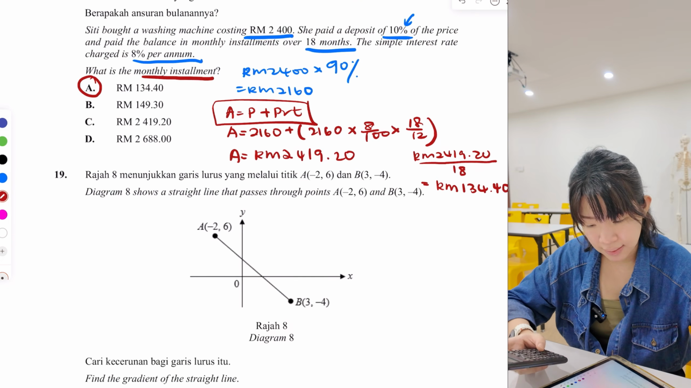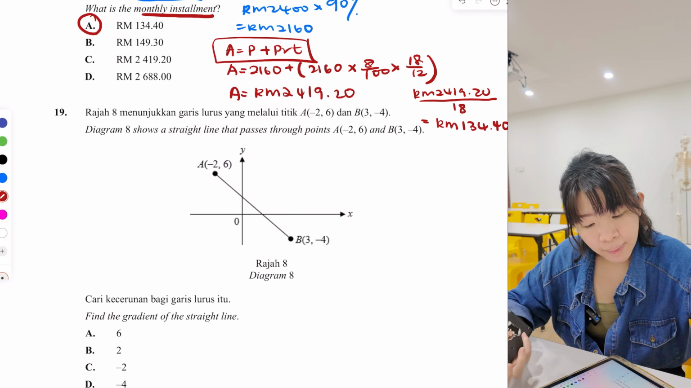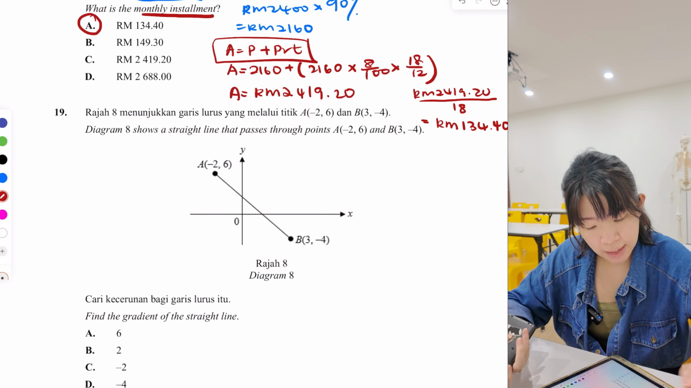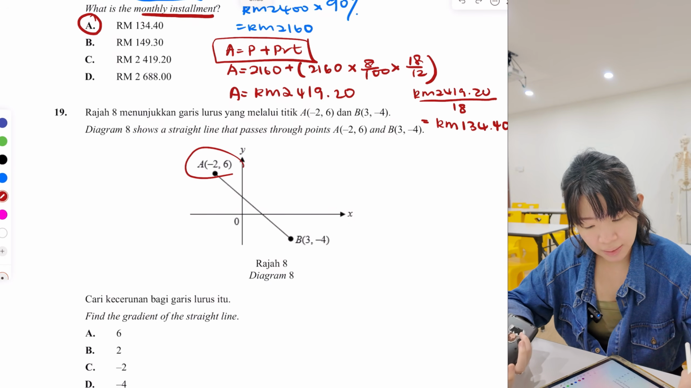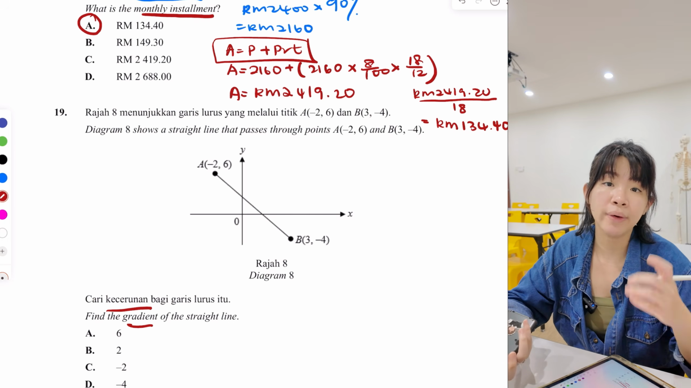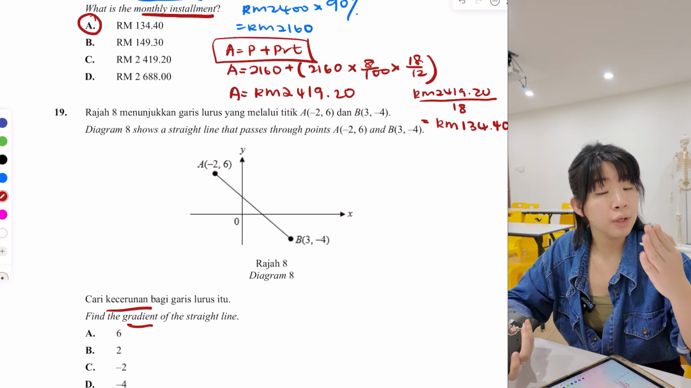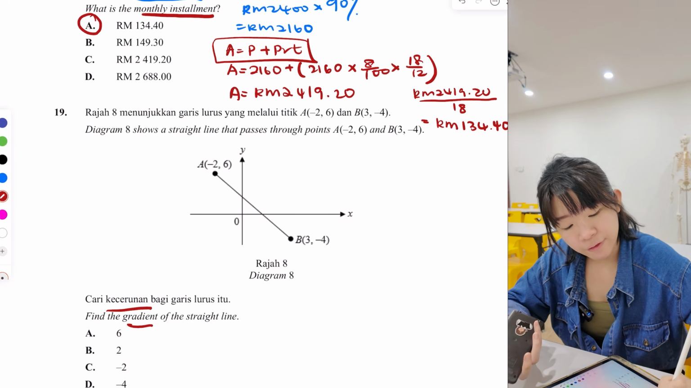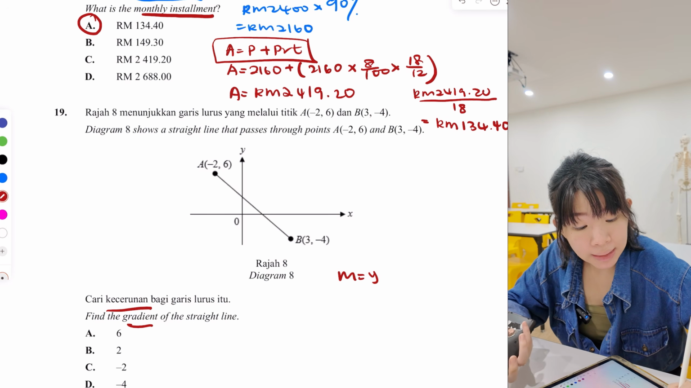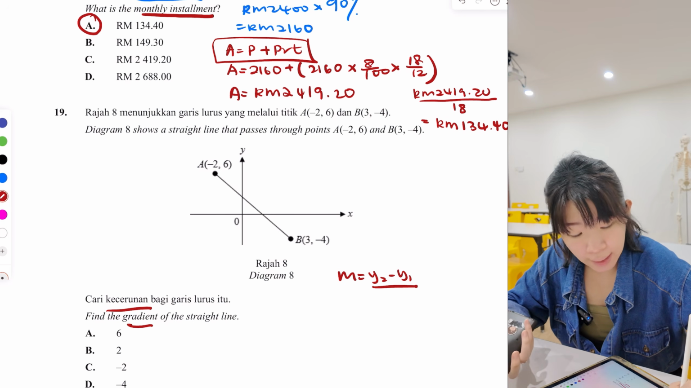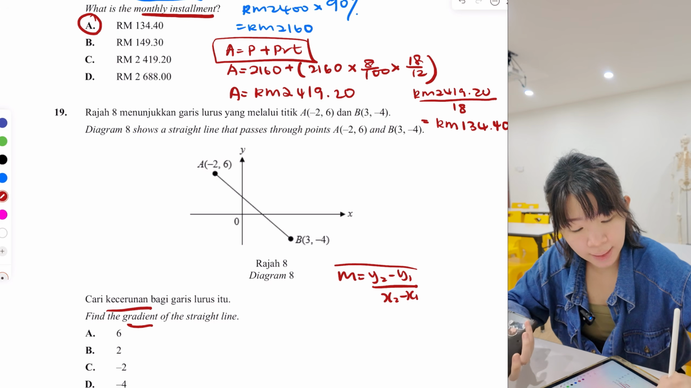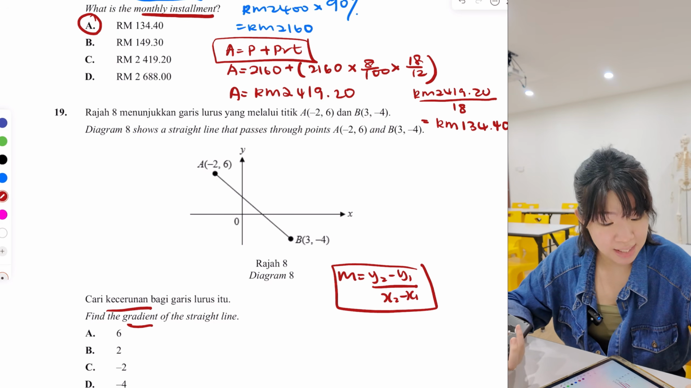Okay, let's look at 19. Okay, it's a straight line pass through point A and B. So they give us two coordinates, and this question only one gradient, keturunan. So what formula do we use? So if it's involved two coordinates, the formula we use is always y2 minus y1 over x2 minus x1. So this is the formula for gradient.